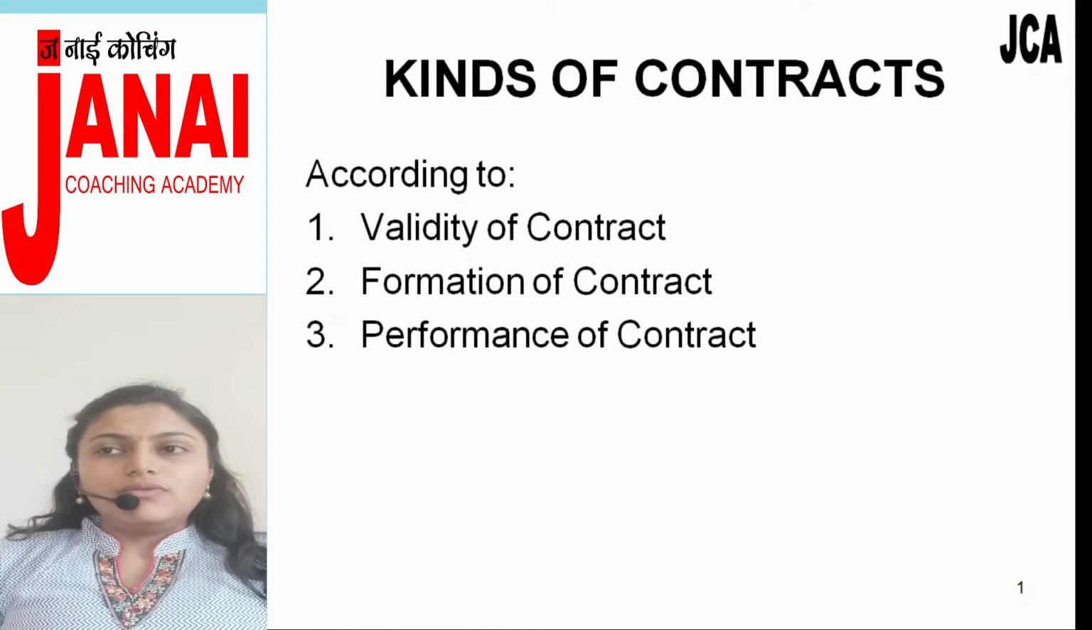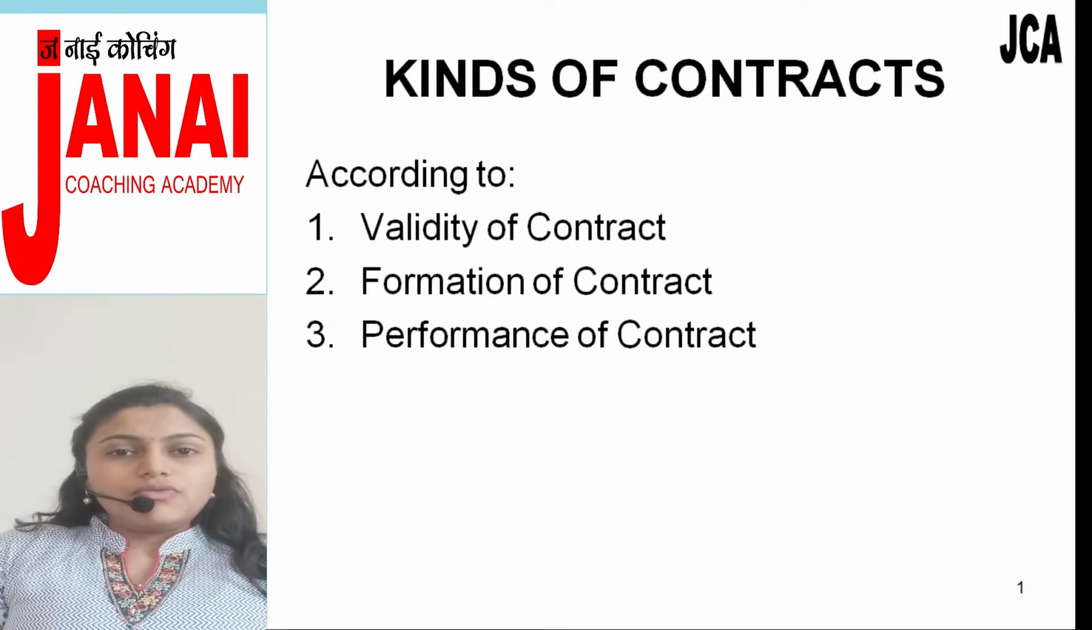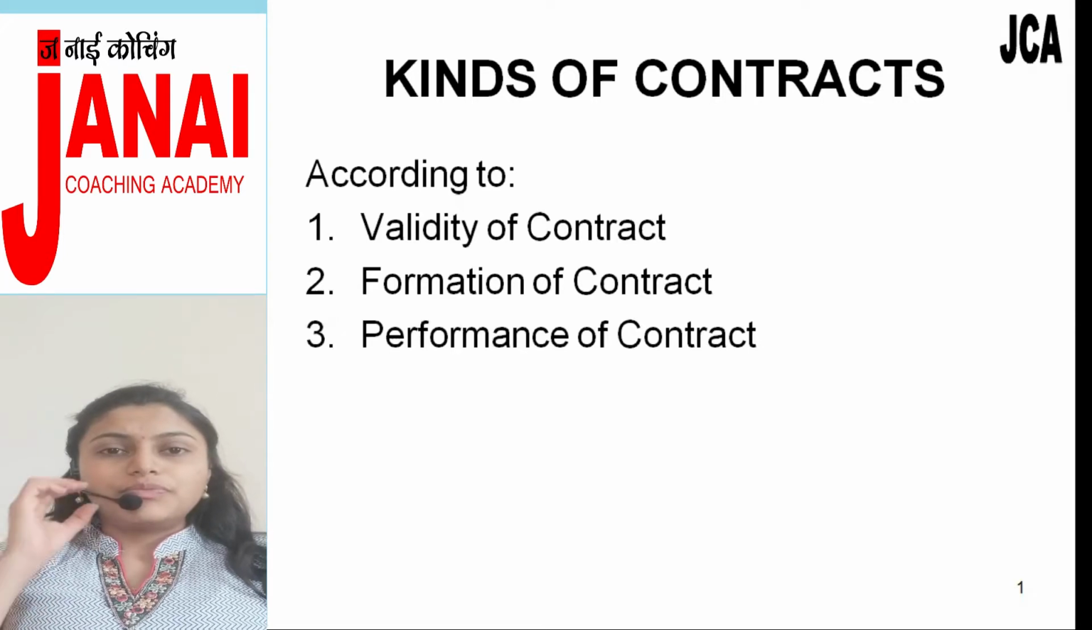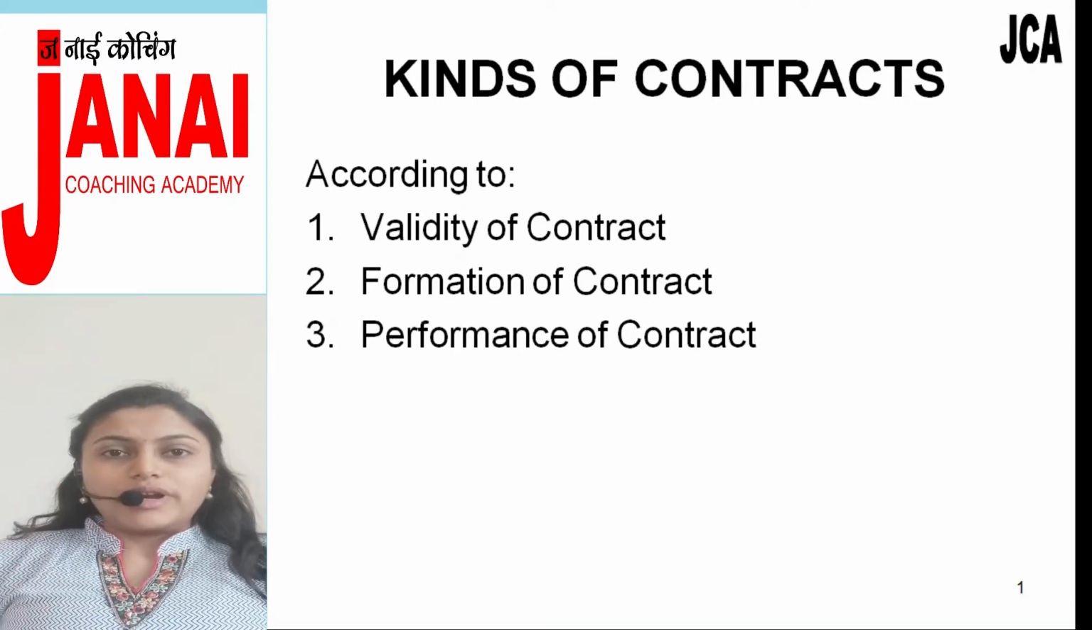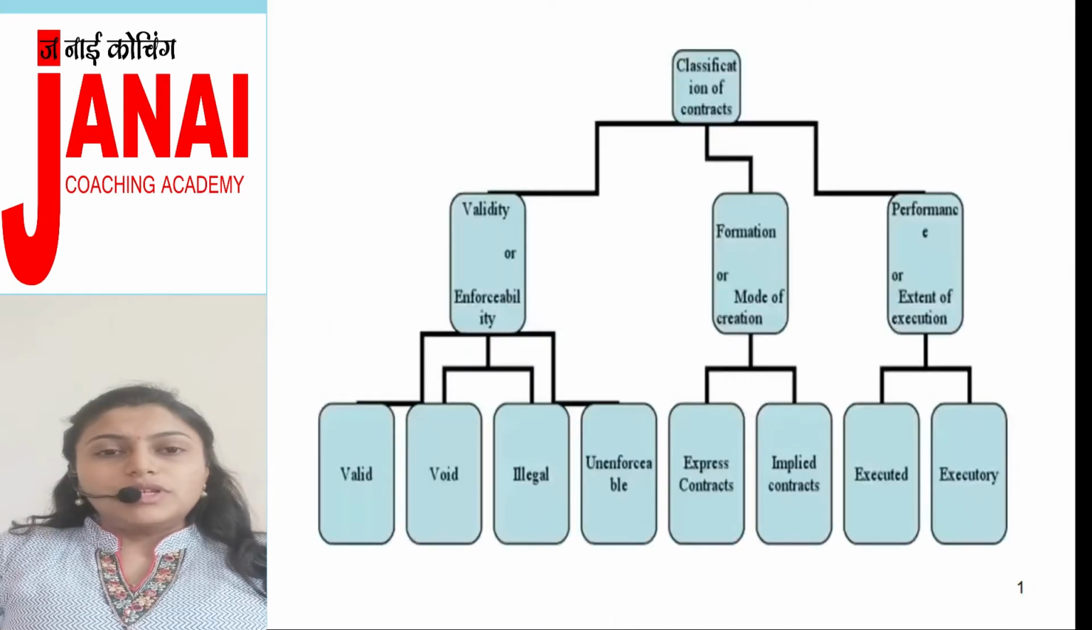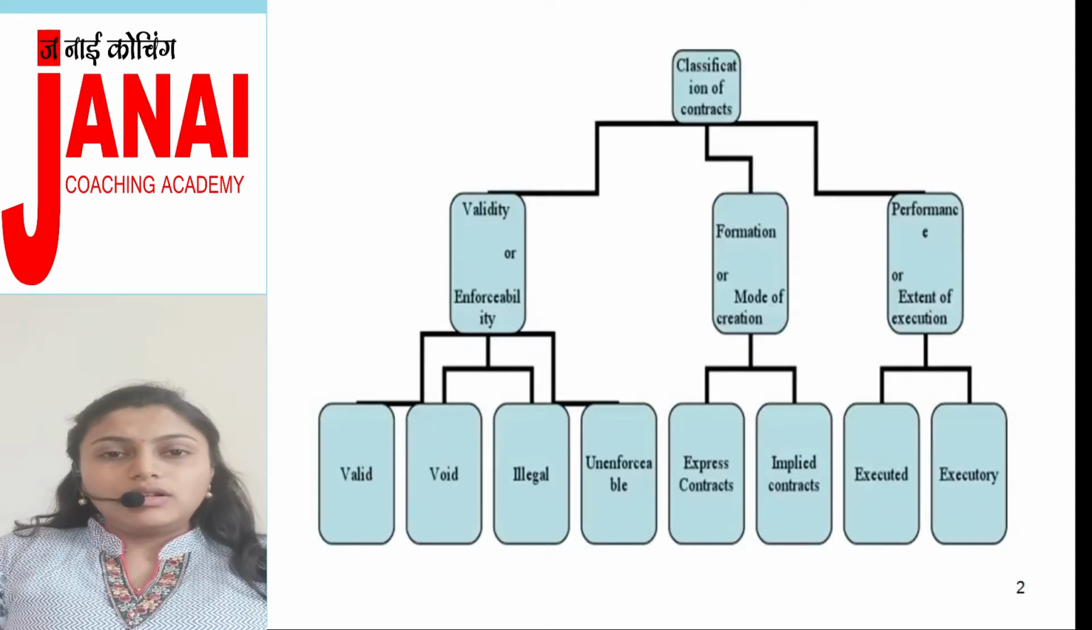Today we are going to see what are the different kinds of contract. On the basis of validity, on the basis of formation and on the basis of performance of the contract, there are different kinds of contract. On the basis of validity, the contract can be valid, void, illegal and unenforceable. On the basis of formation or mode of creation, the contract can be express contract or implied contract. And on the basis of performance, the contract can be executed or executory contract.